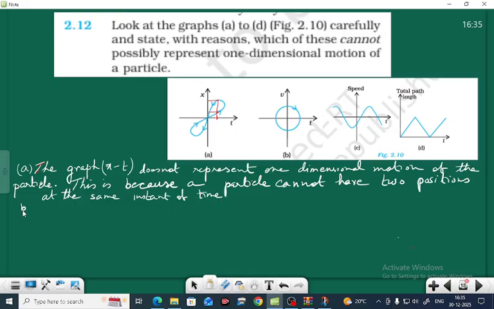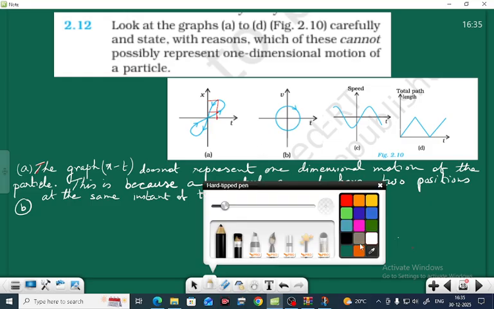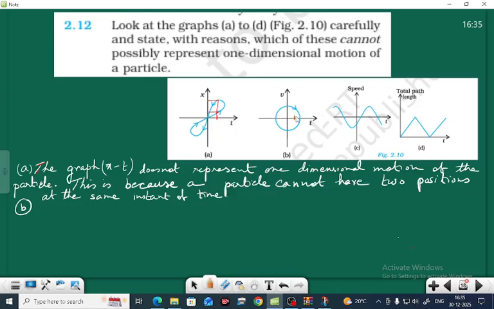Right? Now you go to the B section. Here you can see the v-t graph, velocity and time. The given v-t graph does not represent one-dimensional motion of the particle. This is because the particle can never have two values of velocity at the same instant of time. Suppose I take this time; at this time it has two velocities, one at this point, one at this point. So it is not possible, right?